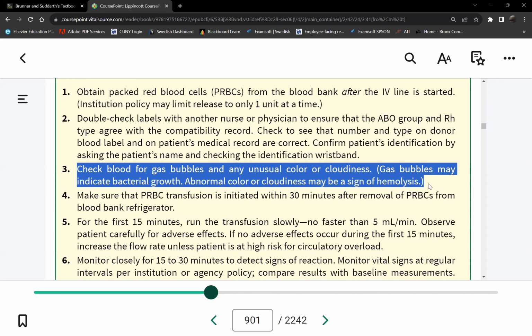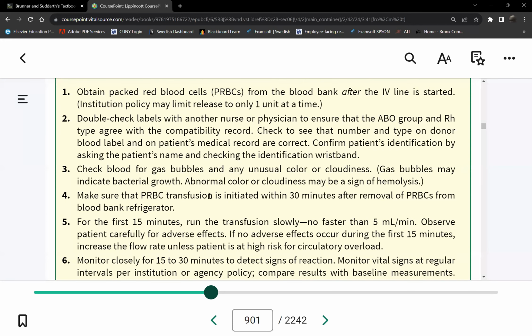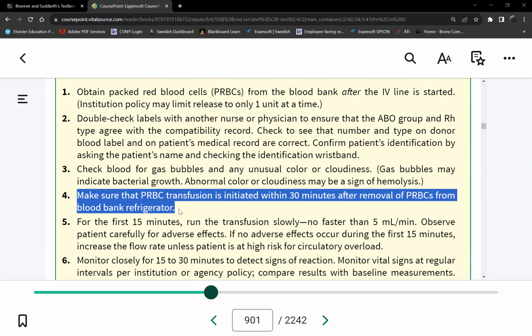A few bubbles, yeah, of course, that's normal when the bag is shook. But if you see foamy bubbles, that's too many bubbles. That indicates bacterial growth in the bag. That means there was some contamination in the process of blood donation, and then the bacteria multiplied during storage.